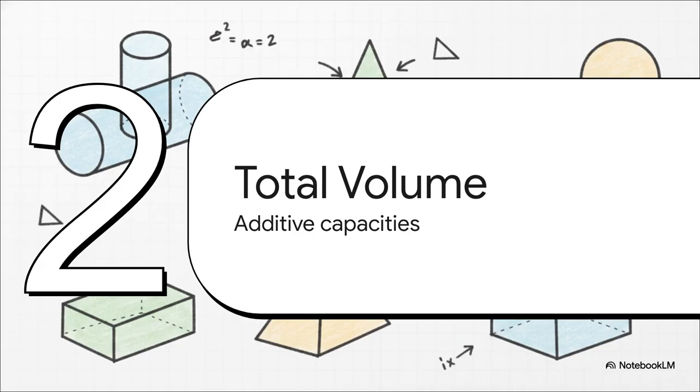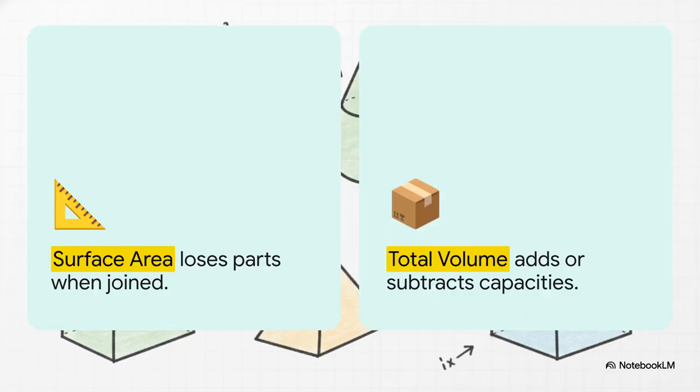All right, Section 4, figuring out total volume. Now, what's really interesting here is how the rules completely change when we shift from painting the outside of an object to filling the inside. Unlike surface area, which, as we saw, hides connecting faces when objects are glued together, volume is incredibly straightforward. It is purely additive or subtractive. The amount of space inside an object doesn't just disappear because it's touching another object. So if you have two combined solids, you just calculate the total volume capacity of block 1 and add it directly to the total capacity of block 2.